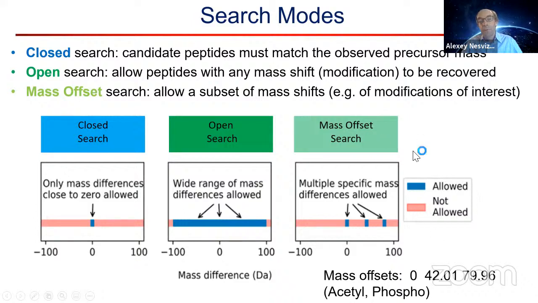And also there is this third strategy that's somewhere in between closed search and open search. That strategy allows us to specify a list of specific mass shifts that we're interested in. So not any mass shift like an open search, but for example, acetylation and phosphorylation. So we can tell the program to search only for those mass shifts in addition to the unmodified peptides that don't have a mass shift. And that's actually a very powerful workflow for glycoproteomics, for looking for protein RNA or protein DNA adducts, and for a lot of other applications.